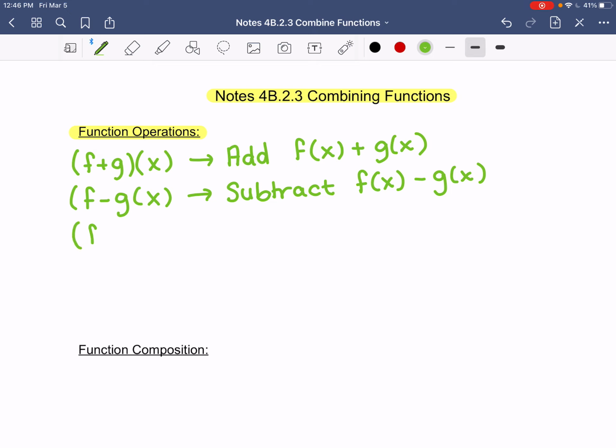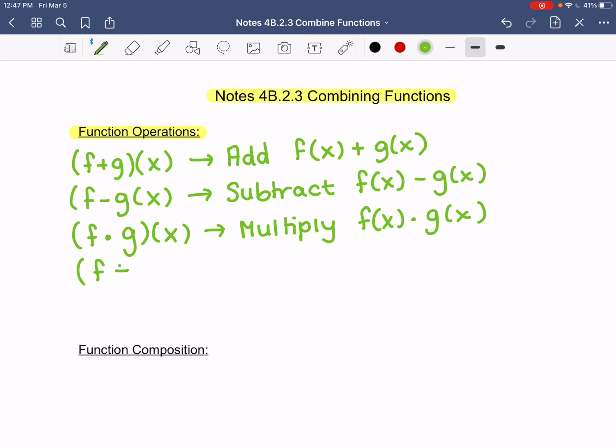And you could see f with a multiplication symbol in between. That just means you're going to multiply the two together. Or you could see a division symbol, and this one you also have to pay attention to the order. So f of x divided by g of x.